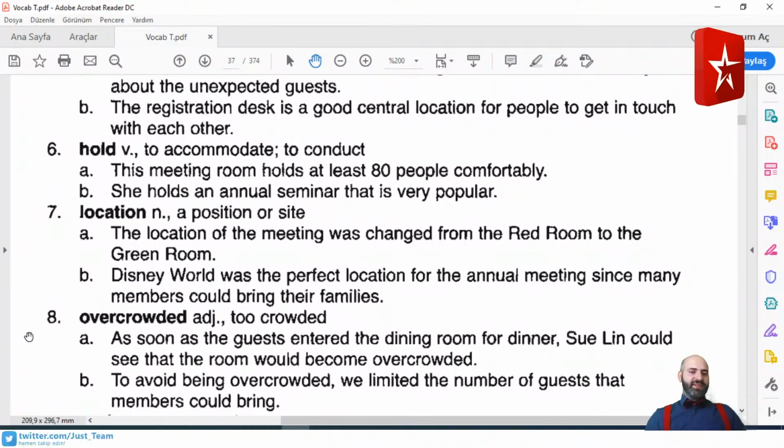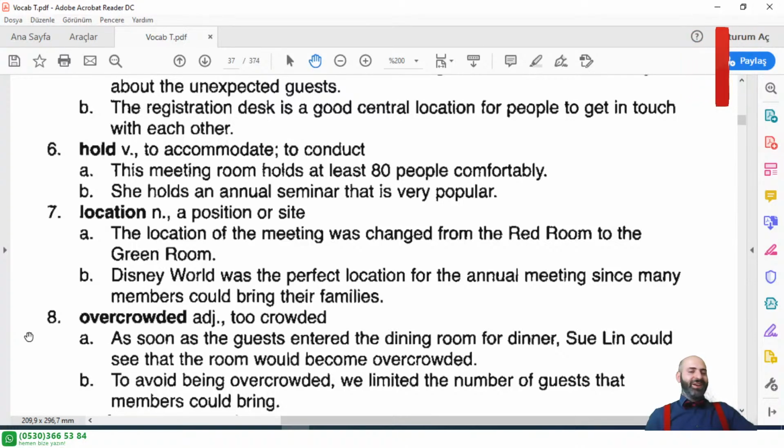We have two sentences. A, as soon as the guests entered the dining room for dinner, Su Lin could see that the room would become overcrowded. And sentence B, to avoid being overcrowded, we limited the number of guests that members could bring. So they did not want to make it overcrowded. That's why they limited the number of guests that members could bring.